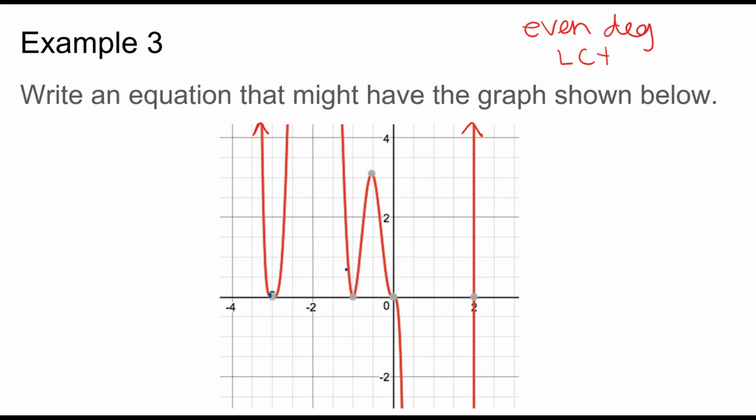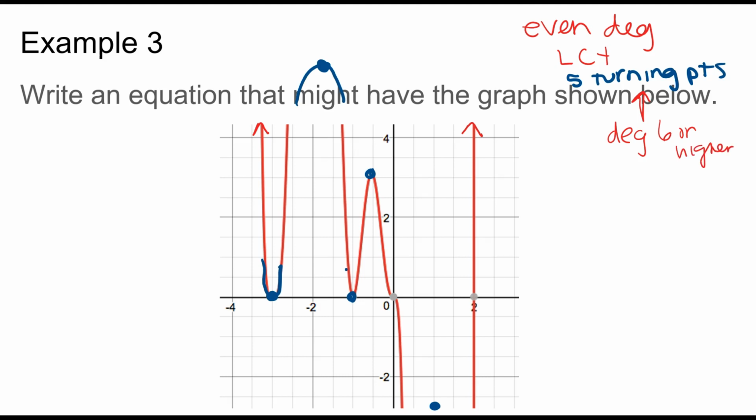The turning points. We've got a turning point here, so that's 1. There's a turning point up here somewhere, that's 2, 3, 4, 5. Nope, not that one. Undo that one. 4, 5. There's got to be one down there. And so there are 5 turning points. So what that means is the degree needs to be 6 or higher. So we'll just keep that in mind.